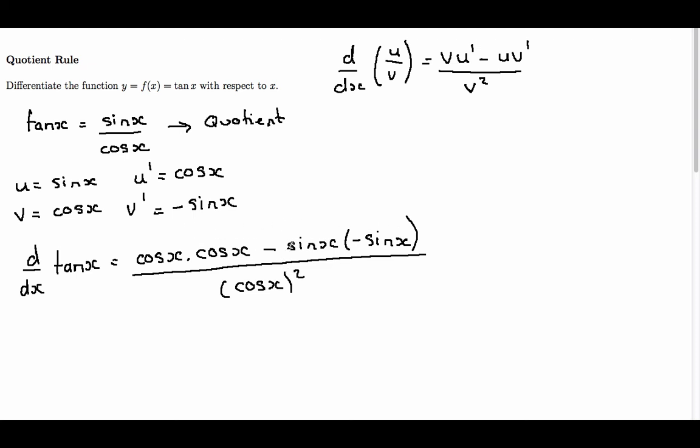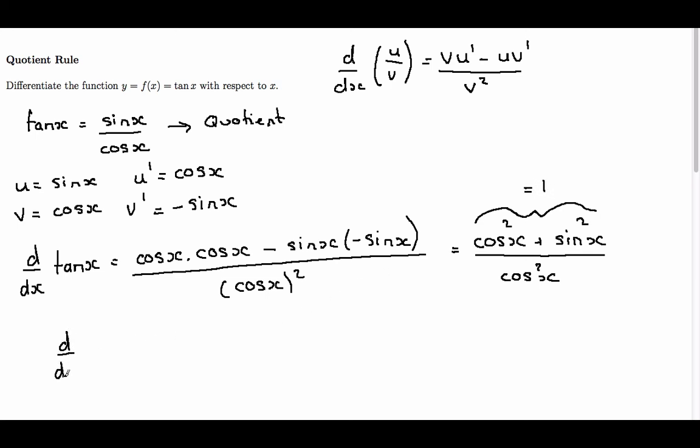So we can tidy up the numerator here in our quotient. We can see we get cos x times cos x is cos squared x, and then we have minus sin x times minus sin x, so that will give us a plus sin squared x, and that's all divided by cos squared x. Now thinking back to our section on trigonometry, cos squared x plus sin squared x is equal to 1.